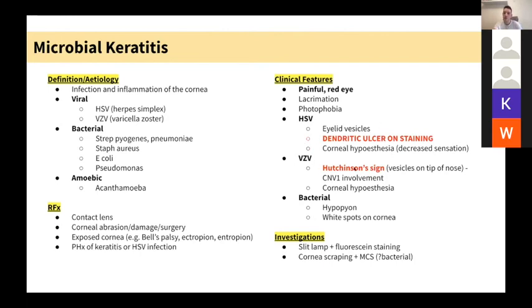And then for VZV as well, so you can see Hutchinson's sign, which is where you get vesicles on the tip of your nose, because the virus, we know it infects the first or the ophthalmic portion of our trigeminal nerve, which kind of is that top part of the face. So if we see that they've got issues with their eye and vesicles on the tip of their nose, we know it's going to be pretty much shingles. And if it's bacterial, you might see a hypopyon, so a collection in the anterior chamber. And these are all the investigations, again, same that we've done before.